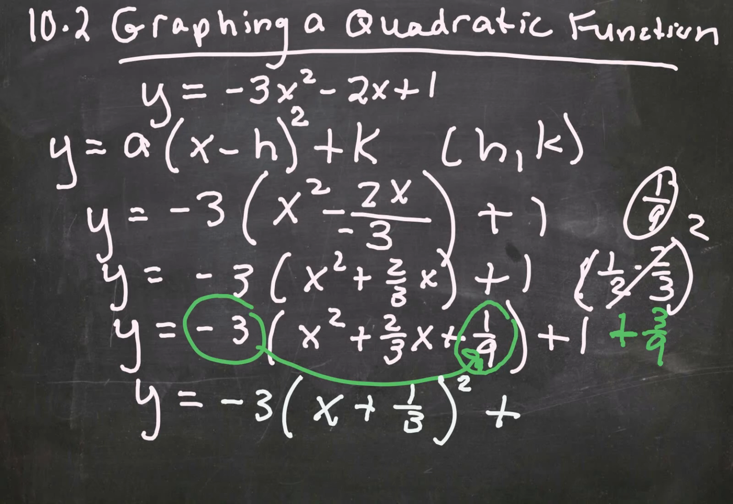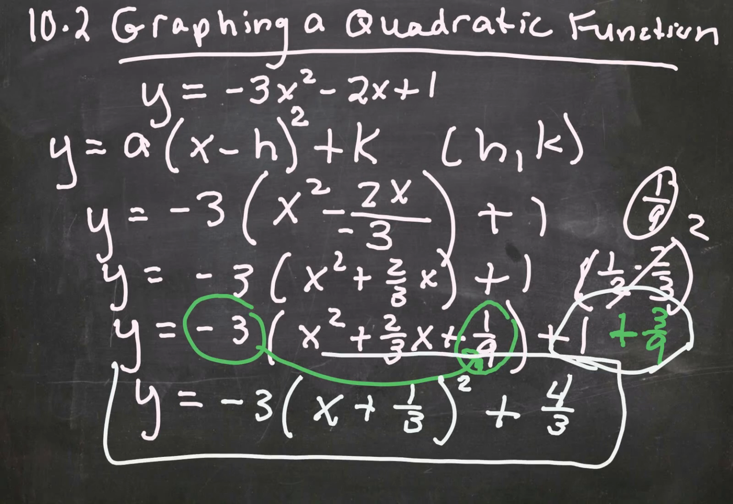Plus, and then 1 plus 3/9. What would that end up being? That ends up being 4/3. So when we add these two together, we end up getting 4/3. So there is our quadratic in standard form.